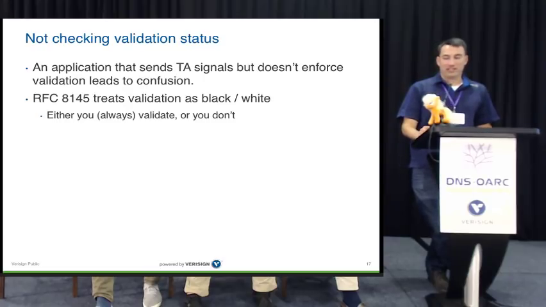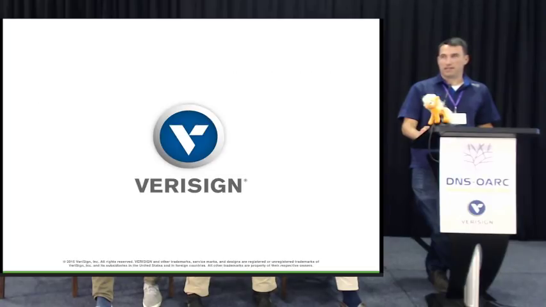Also, applications can send trust anchor signals, but that doesn't necessarily mean that they're doing DNSSEC validation, right? So in this case, they were using the latest version of libunbound, which sent the signal, but doesn't necessarily mean they were validating. That's it. So, any questions?